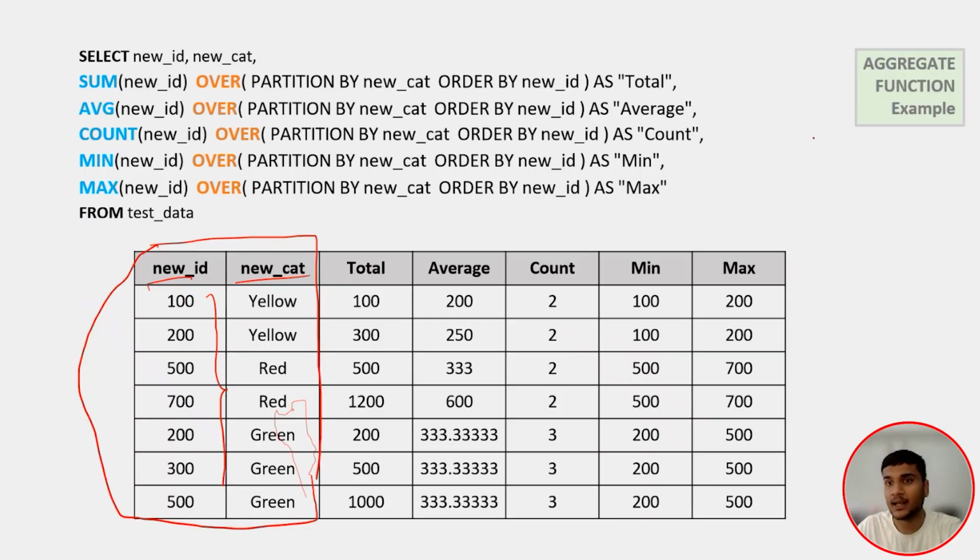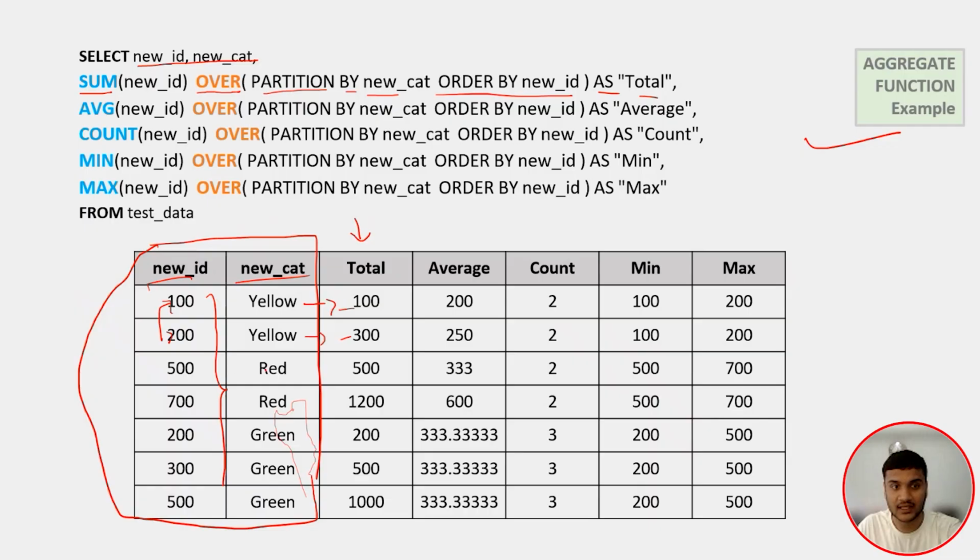And here I am applying my aggregation function by using a window function. See how I have applied. I select the two columns and I apply a function, and then I apply my window function: partition by new category and order by new ID as total. So I will create a calculated column, total. Here you can see that yellow has 100, and then it says total as 300. So it adds up this, and then it is giving me 300.